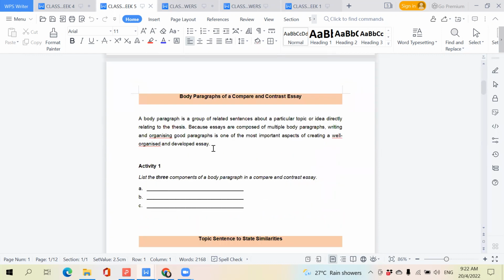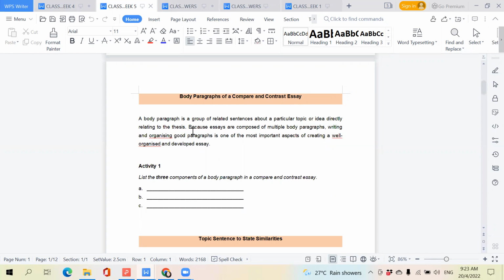So anyway, what is a body paragraph? A body paragraph is a group of related sentences about one particular topic. So that means your body paragraph will only focus on one main idea. And in this case, because you're writing a comparison and contrast essay, you are going to focus on similarities only for the first body paragraph.